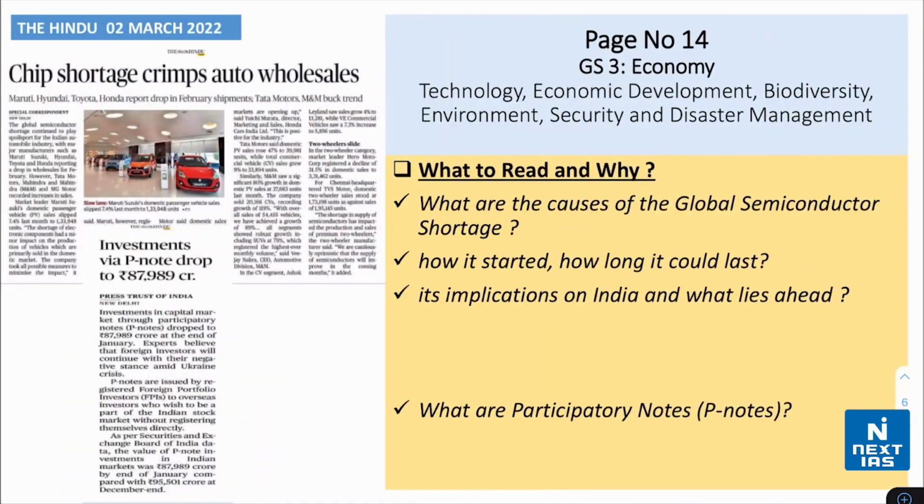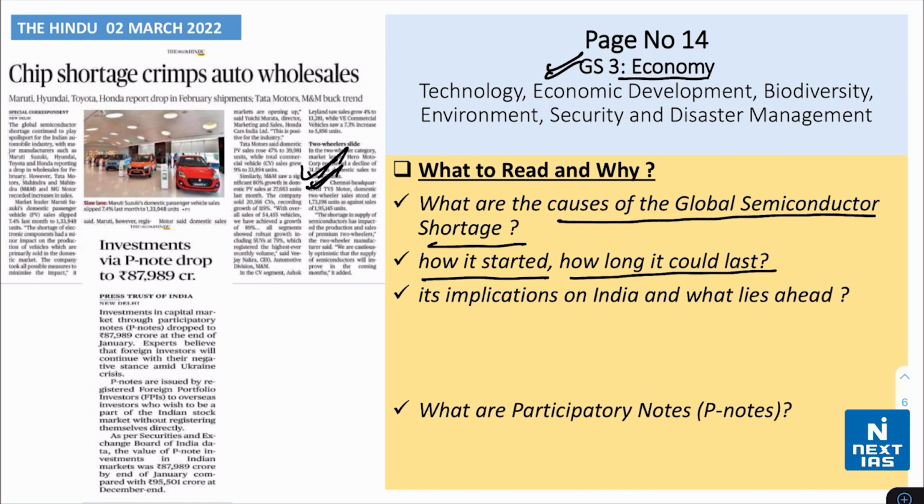Moving further, on page number 14, GS3 economy section, you'll find two articles. One is chip shortage crimps auto wholesales. From this article, some of the key highlights are the causes of the global semiconductor shortage, how it started and how it could last, its implications on India and what lies ahead. So this article generally revolves around the semiconductor shortage.